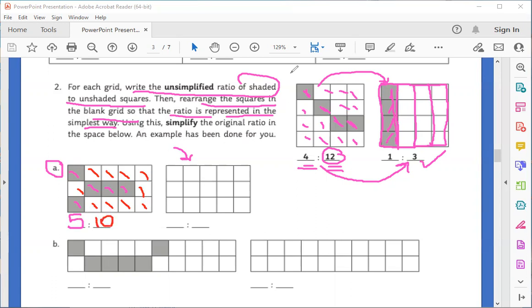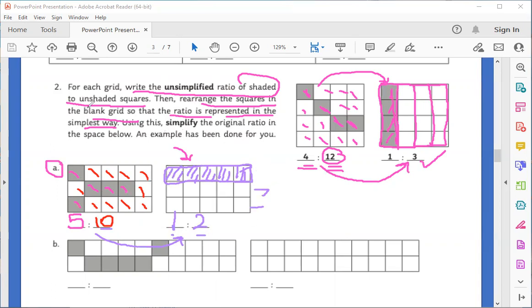Now I want to select all the shaded parts and put them together. So 1, 2, 3, 4, and 5. The 5 shaded squares go here. Now you can see this is like 1 part shaded to 2 parts not shaded. So 5 to 10 simplifies to become 1 to 2. Divide by 5, you get 1. Divide by 5, you get 2.